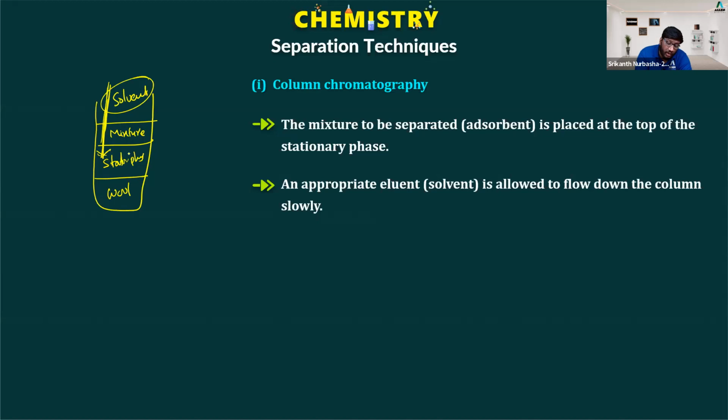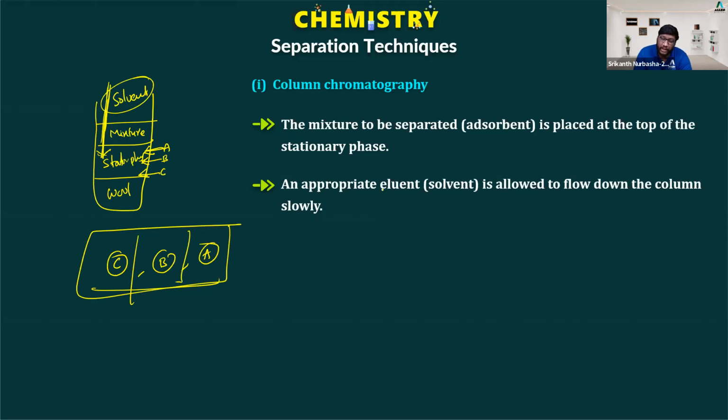In the mixture, A is adsorbed greatly to the stationary phase. B less than A. C is going to be least. So we can collect C first. After that you can collect B. After that you can collect A. Okay.